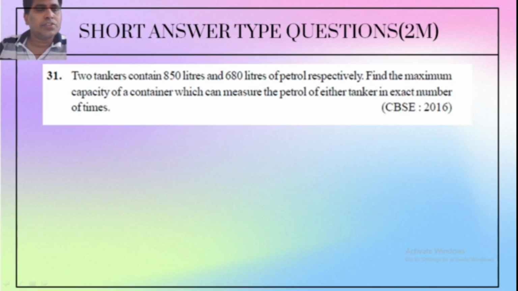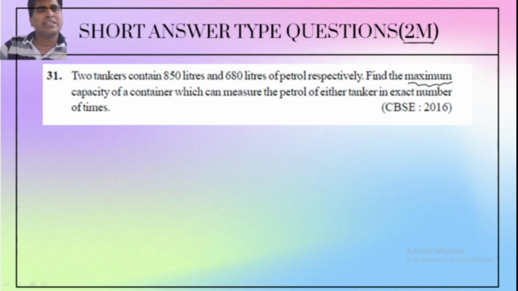Next, the last question of the 2 mark questions. Let us see this question. 2 tankers contain 850 liters and 680 liters of petrol respectively. Find the maximum capacity of a container which can measure the petrol of either tank in an exact number of times. The words exact number of times are very, very important.